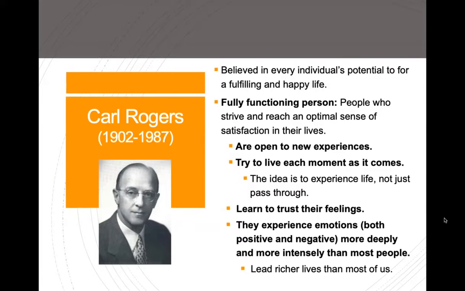So, according to Rogers, he believed in every individual's potential to live a fulfilling and happy life. Okay? So Rogers believed in this potential that every person had to live a fulfilling and happy life. And people are striving towards becoming fully functioning persons. And what is a fully functioning person? People who strive and reach an optimal sense of satisfaction in their lives.